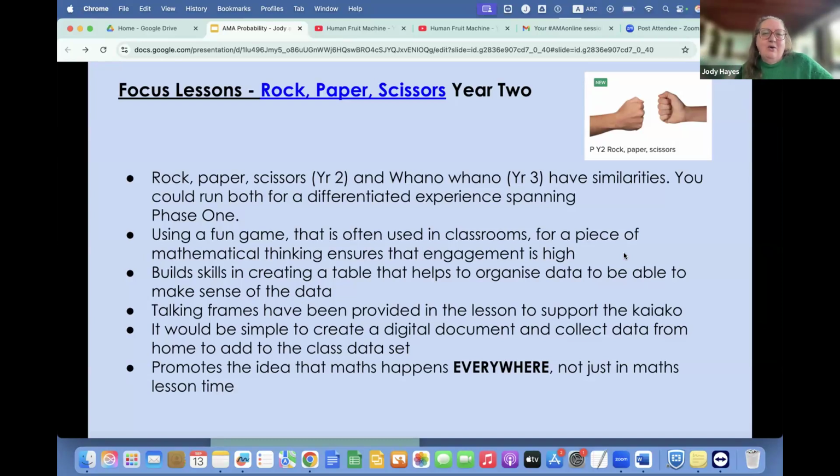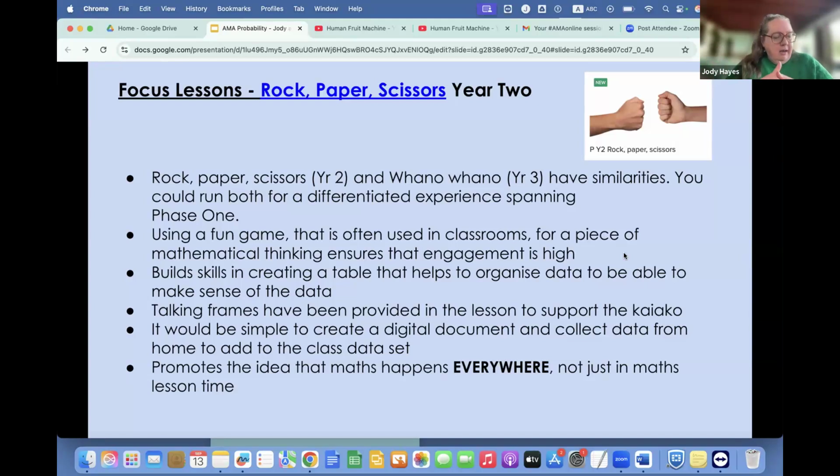This lesson then leads on to a beautiful game called Whānau Whānau, which has got some similarities, but of course is more complex than Paper, Scissors, Rock because there's 4 different options. So you could have both of them in your classroom, and then you would have differentiated experience across phase 1 for your students. And we feel that's really important to provide things that link together so that you're talking about some similar things when you're doing some together discussion, and then when they're going off to do their thinking, it can be at different levels.